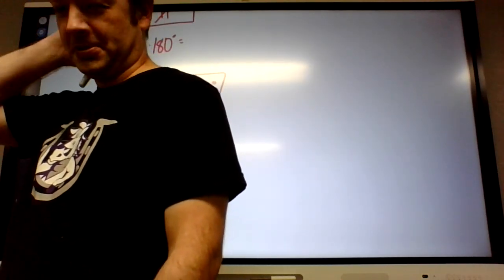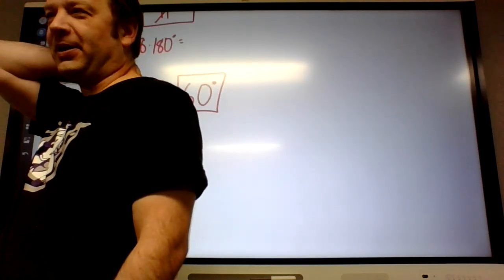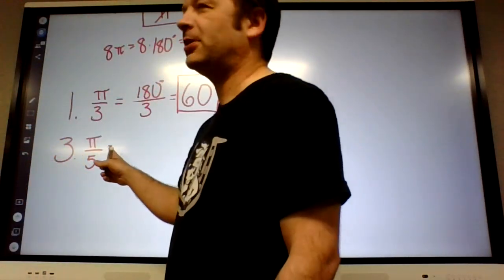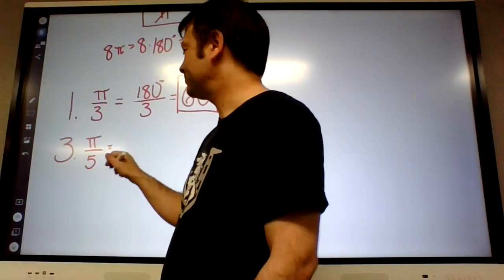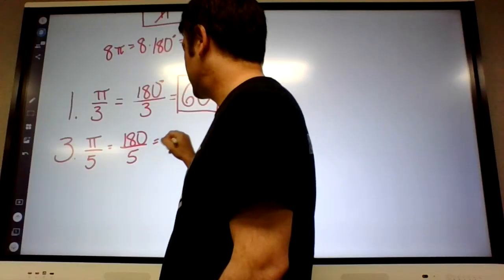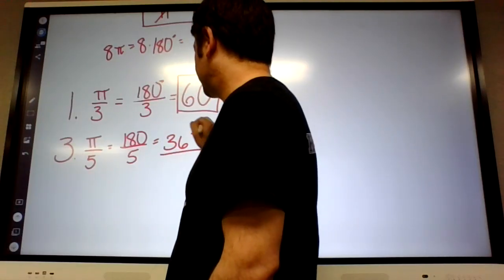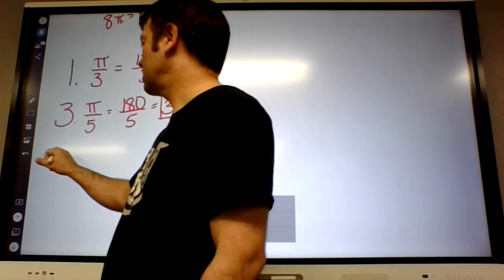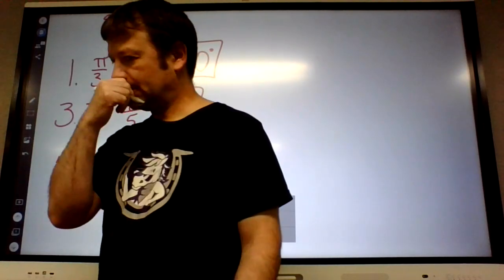She's like, no. Okay, anyways, so what do we do on this one? Divide 180 by 5. 180 divided by 5 is 36.